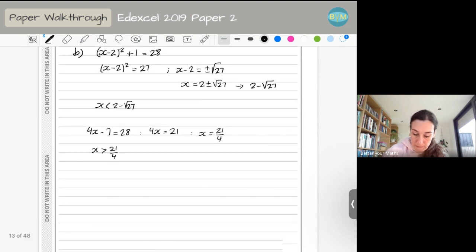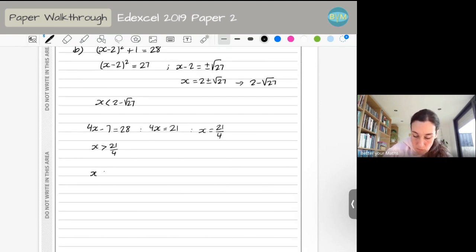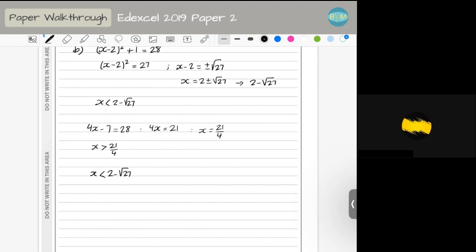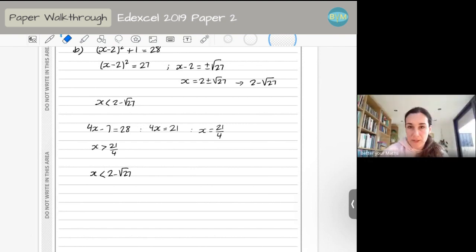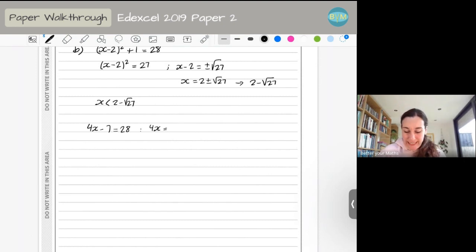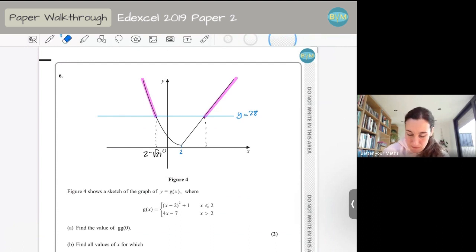So if you want to give your full answer, it will be x smaller than 2 minus root 27. Ethan, question? Yeah, you're not adding 7 instead of minusing it, so it'd be 35, not 21. Oh, okay. And Ruth, you were going to say the same. Thank you. So I have 28 plus 7 instead of minus 7, so it's 35, which means x is going to be 35 over 4. So this value here is 35 over 4.